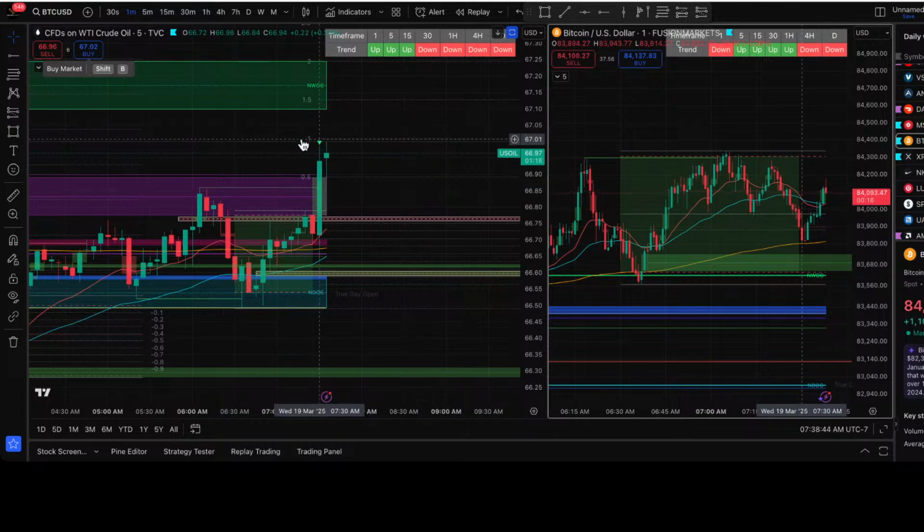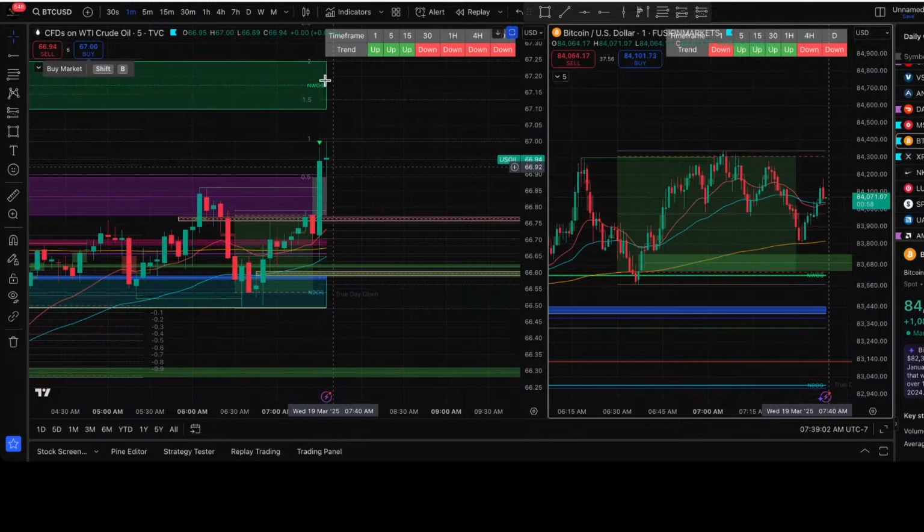So we're dancing right around 1 standard deviation. Any other time, I'd say that that was the low-hanging fruit. But today, because the NWOG is just right above it, that'd be more likely my target. But we have to get a good entry.